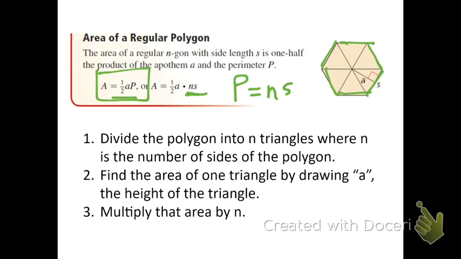And if you don't have A, but you know the perimeter, you could divide the perimeter by the number of sides to find the length of each side, then use trig to find A, which is the height of each triangle, and stands for apothem.